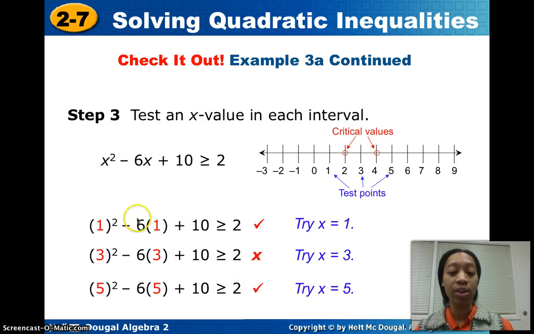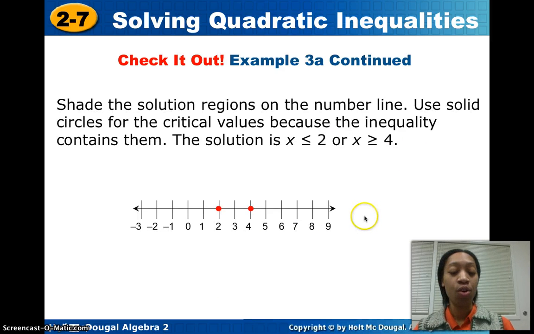So that means that our answer has 2 areas that work. x can be less than 2, or it could be greater than 4. So this area works. This area does not work. This area does work. So when we shade this in, we can shade in correspondingly, and the solution is x is less than or equal to 2, or x is greater than or equal to 4.